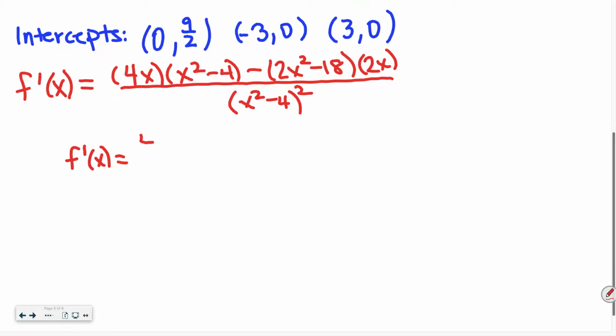Okay, so we have 4x cubed minus 16x minus 4x cubed plus 36x. Why is it positive? Okay, we have to distribute that 2x through, but then also this is subtracting all of it. So that subtraction gets distributed as well.